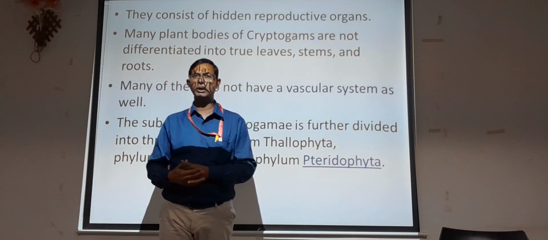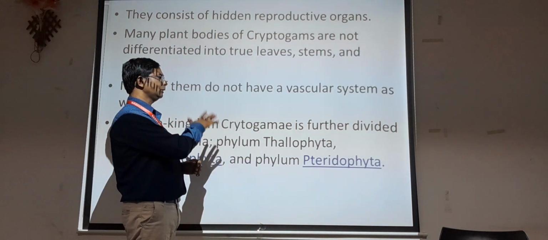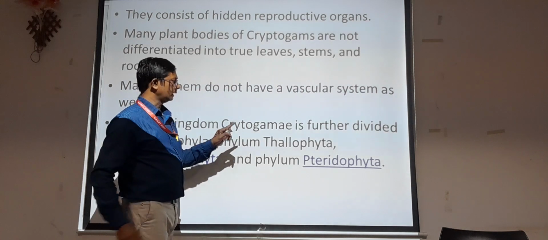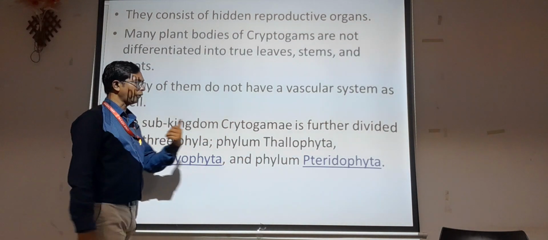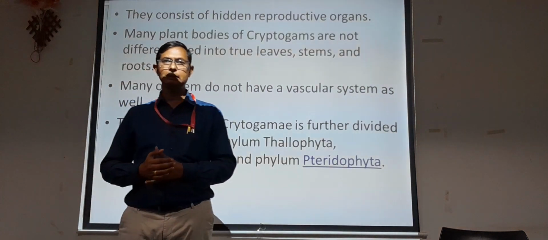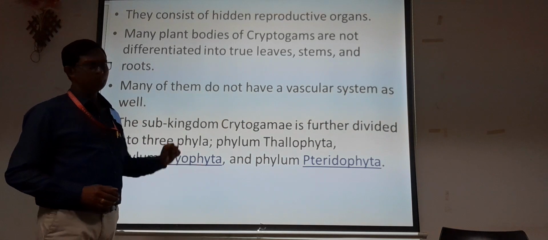Say for example, a mango tree. So the mango tree is a developed plant, so we cannot include it in cryptogamia. But in cryptogams there will be three phyla: Thallophyta, Bryophyta and Pteridophyta. These are the three phyla which are included in the cryptogamia.